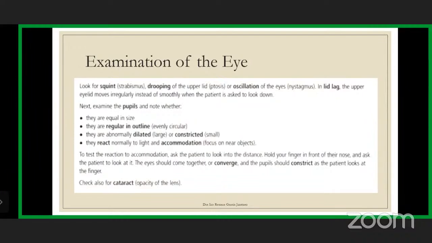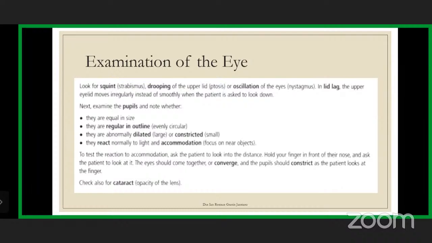Examination of the eye. Look for squint, strabismus. Dropping of the upper lid, ptosis, or oscillation of the eyes, nystagmus. In lid lag, the upper eyelid moves irregularly instead of smoothly when the patient is asked to look down.